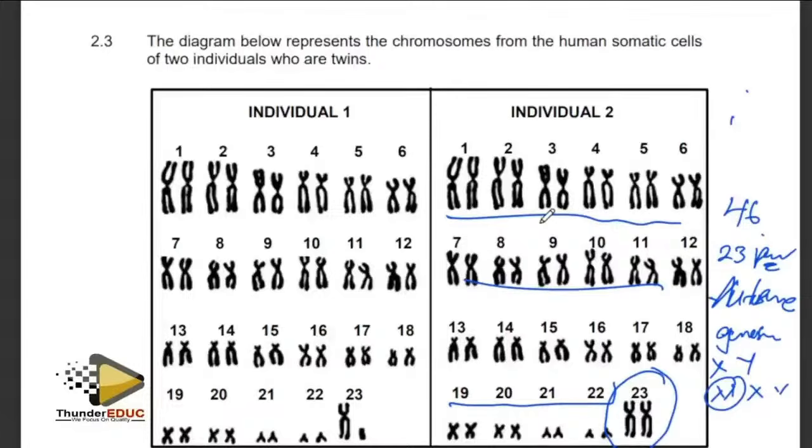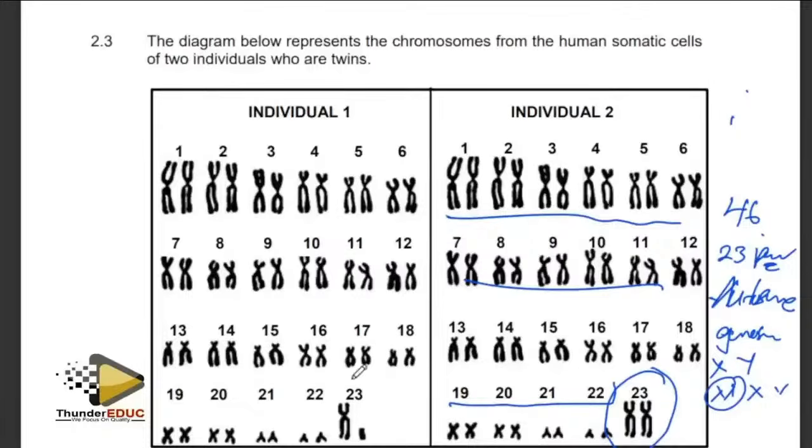It's made up of 23 pairs. Pair number 1 to pair number 22 is called autosome. The 23rd pair is called a gonosome. Each pair of chromosomes has a different size. The 23rd pair is made up of X and Y: if X and X meet, the individual is a female; if X and Y meet, the individual is a male. That's how you describe it. Now, what if they bring a karyotype like this?